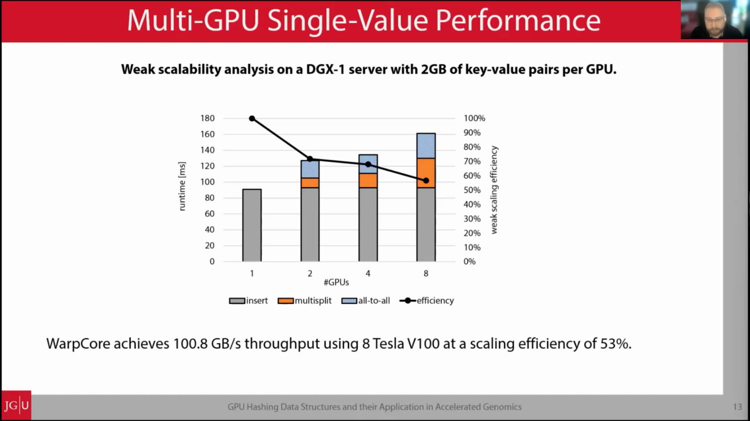Note that it would be possible to further apply common optimizations like batching or overlapping CUDA streams to hide the runtime of data transfers behind kernel execution, for instance, for multi-split and insertion, but we decided to report the full runtime for each primitive to show the relative cost here. And what we see is we achieve 100 gigabytes per second throughput using 8 Tesla V100 GPUs, which corresponds to a scaling efficiency of 53%.